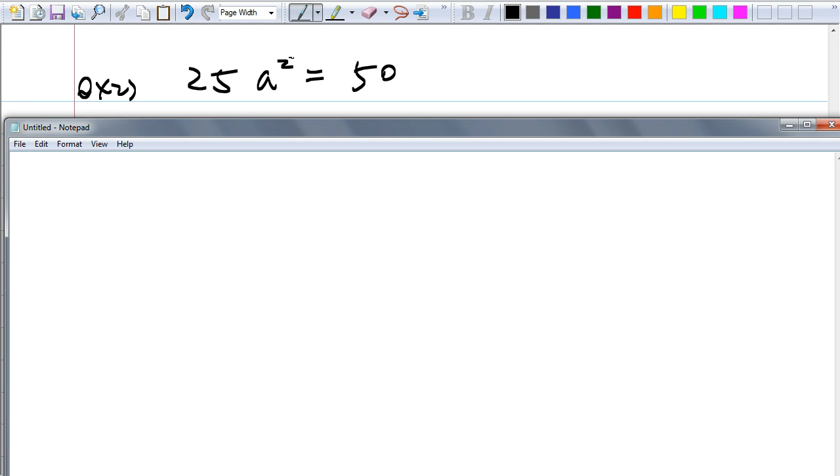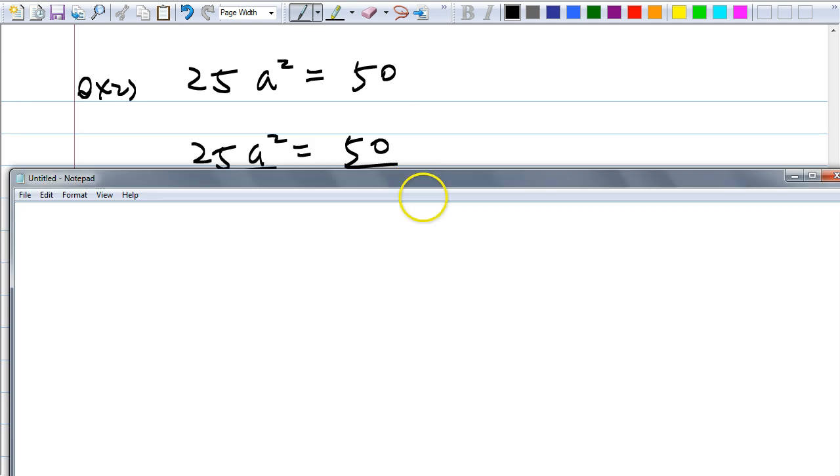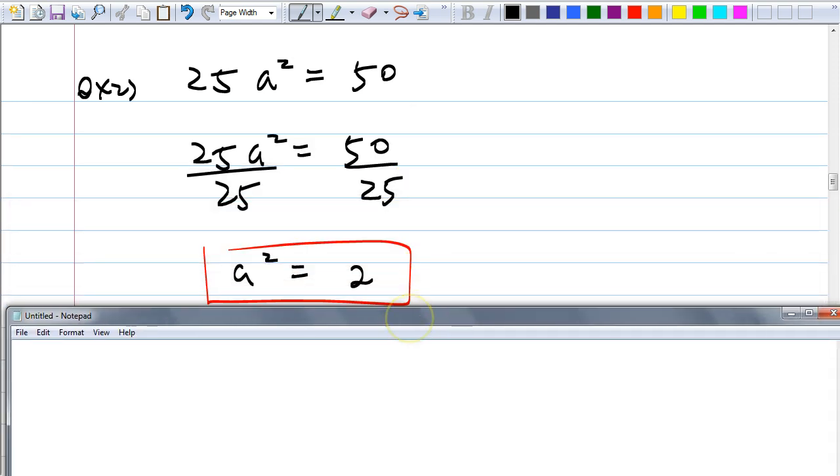So what do we need to do here first? Eugene, what should I do? Divide both sides by 25. Exactly. We need to divide both sides by 25, and it simply becomes this. Isn't that nice? a squared is equal to 2.